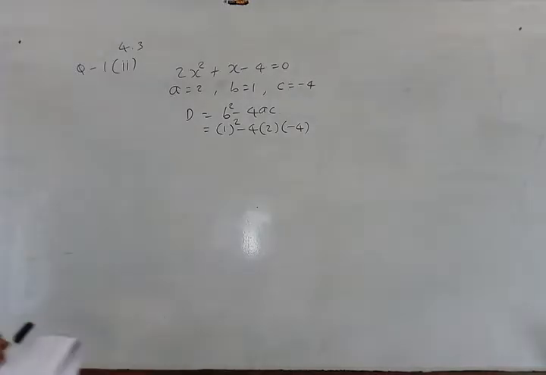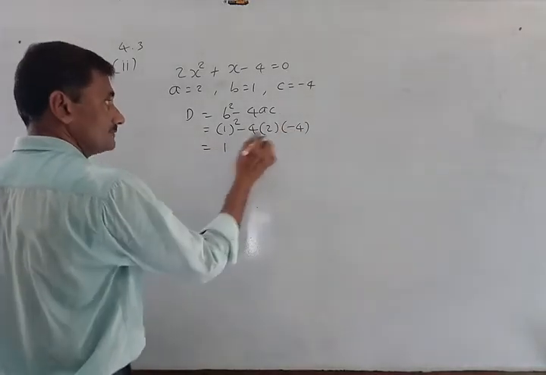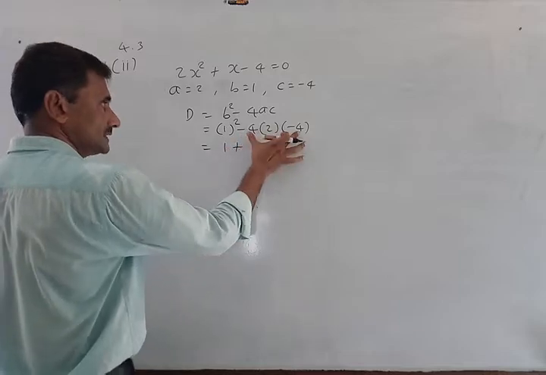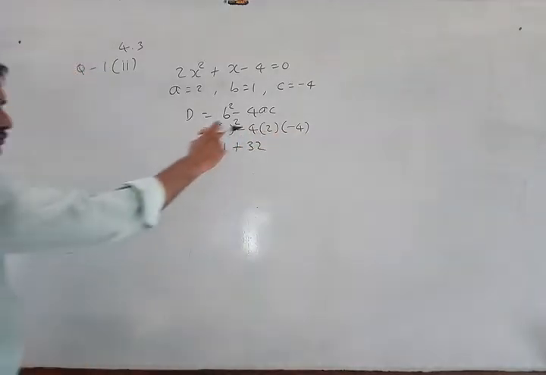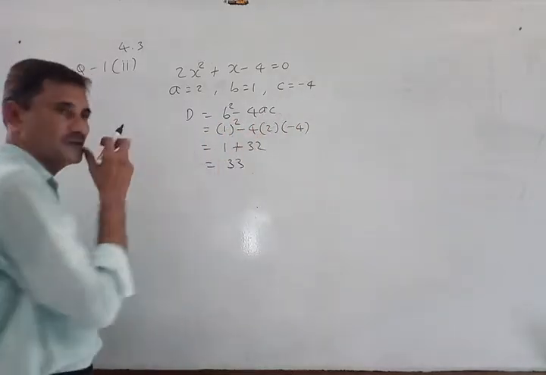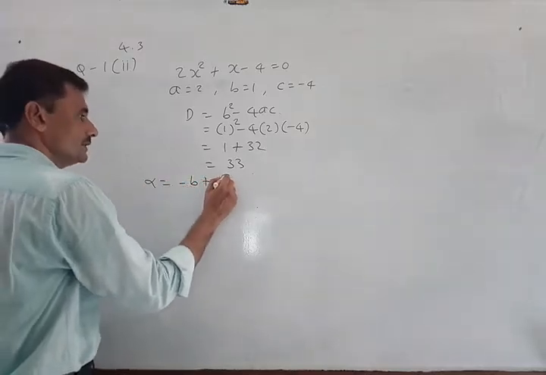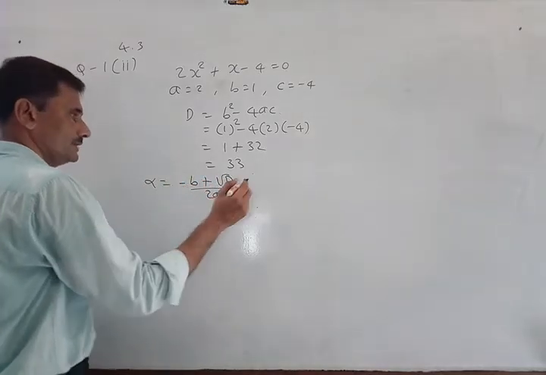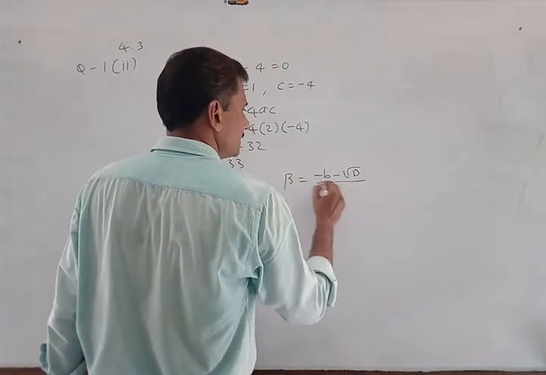Everything is placed there. So 1 minus minus becomes plus. 4 2 is 8, 4 is 32, but minus minus plus, so it is 33. Now alpha and beta. Alpha is minus b plus root D upon 2a. Beta is minus b minus root D upon 2a.